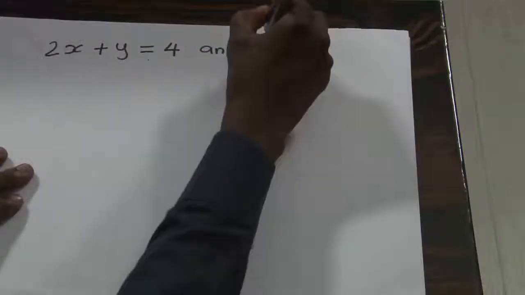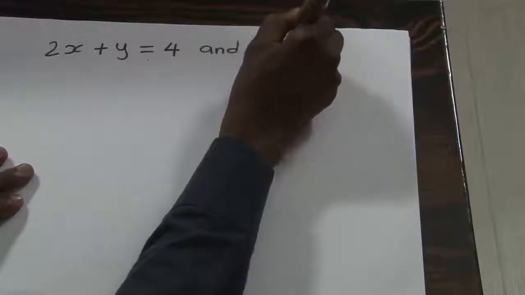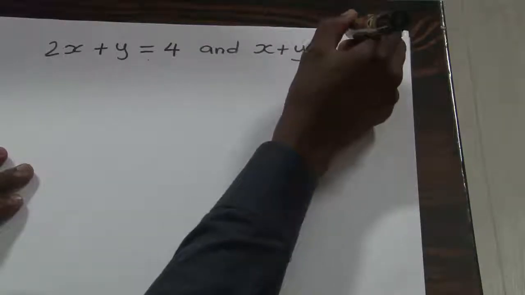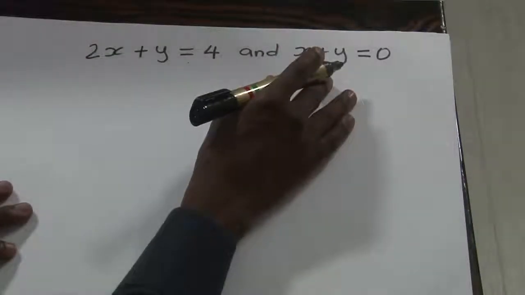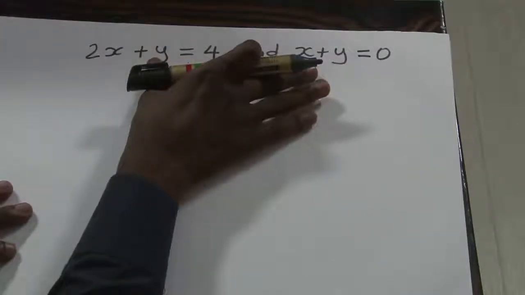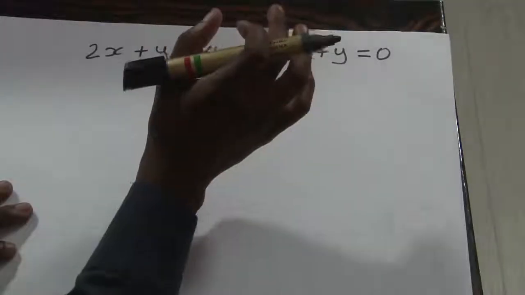Solving equations graphically. Let me say you are asked to solve 2x plus y equals 4, and x plus y equals 0. So you want to solve those two equations graphically. In other words, these are equations that you can solve simultaneously, but now this will be given on the graph and you'll be asked, for example, to solve for x.